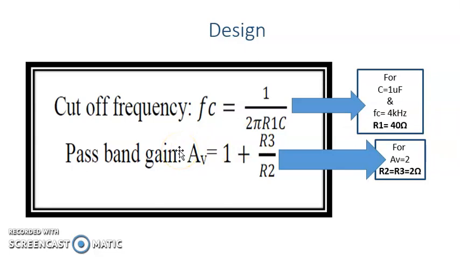Taking into account the second parameter, the pass band gain, that is AV is equal to 1 plus R3 over R2. So in order to have a gain equal to 2, R3 and R2 must be equal. For our convenience we'll take them as 2 kilo ohm. So this will be 2 kilo ohm in the circuit. So R2 is equal to R3 is equal to 2 kilo ohm.